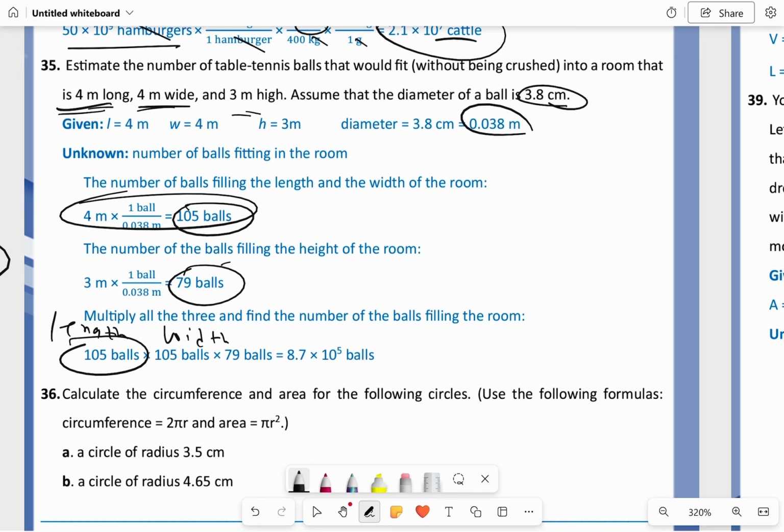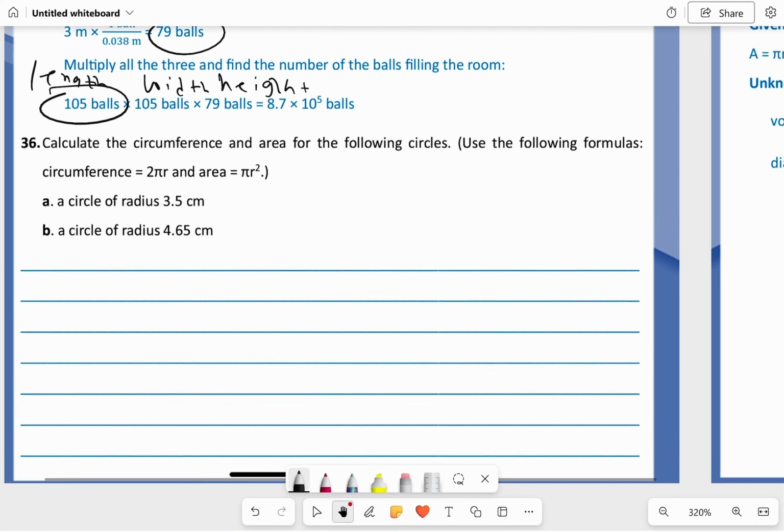And the last one, 79, is for the height. So multiply all of this and you get 88.7 times 10 to the power of 5 balls.